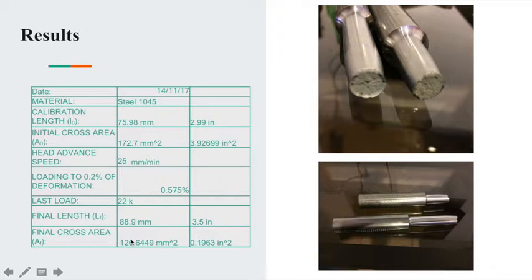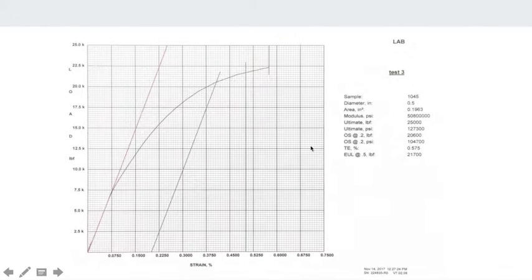And the final cross area was 126.6449 millimeters squared, or 0.1963 square inches. This is the graph done.